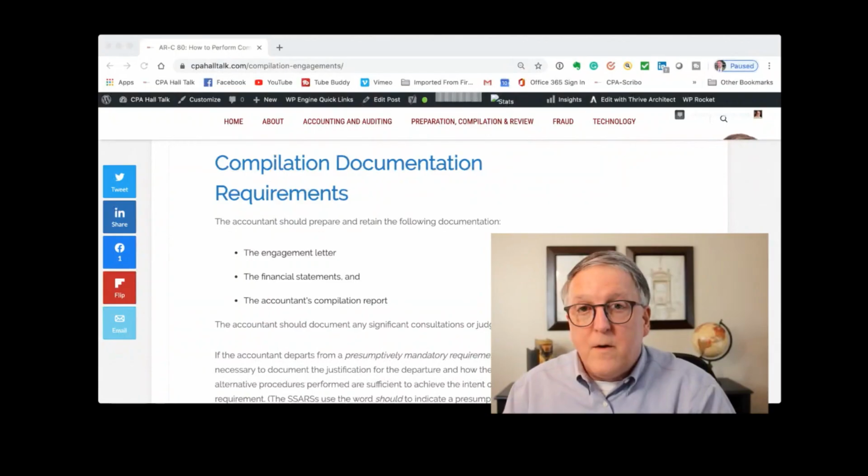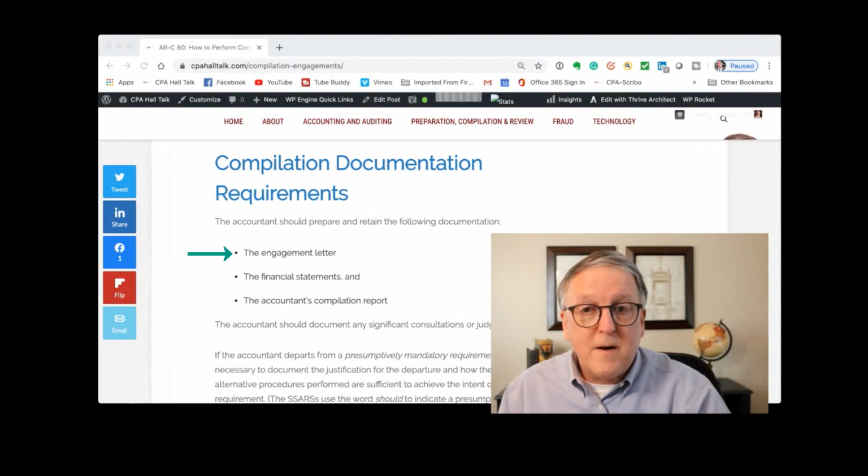Now let's talk about documentation requirements. In peer review, the peer reviewer is going to look at your compilation file, and we want to make sure we have in that file what is required. So what is required? There's really only three things that are required in a compilation engagement.